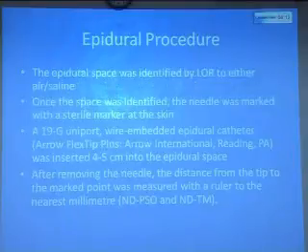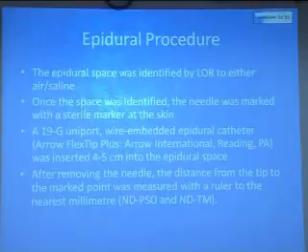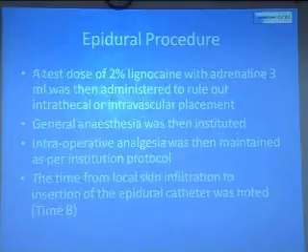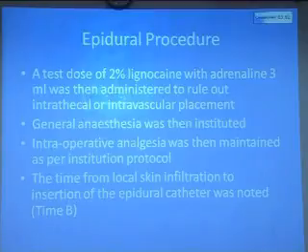The space was identified by loss of resistance to either air or saline. Once the space was identified, the needle was marked with a sterile marker at the skin, and after catheter insertion, the needle was removed and the distance was measured with a ruler to the nearest millimeter. After which general anesthesia was instituted and intraoperative analgesia was maintained as per institution protocol.